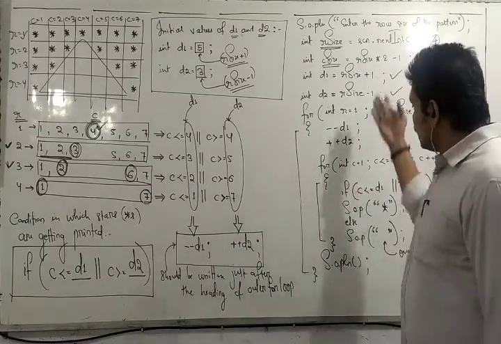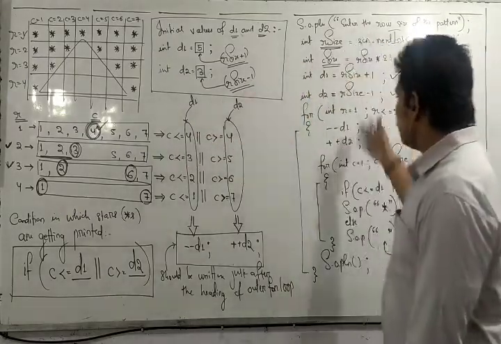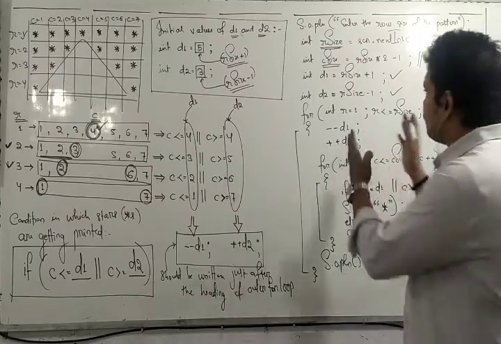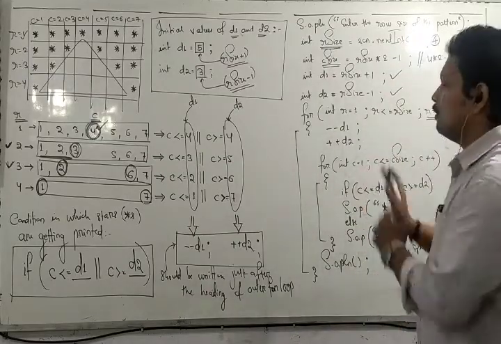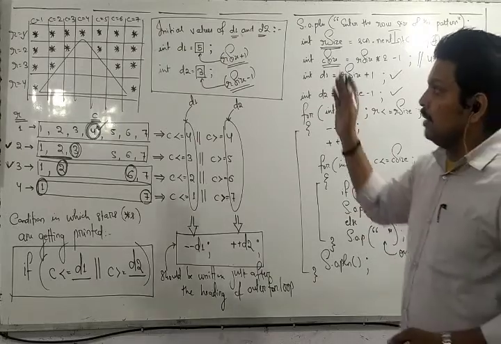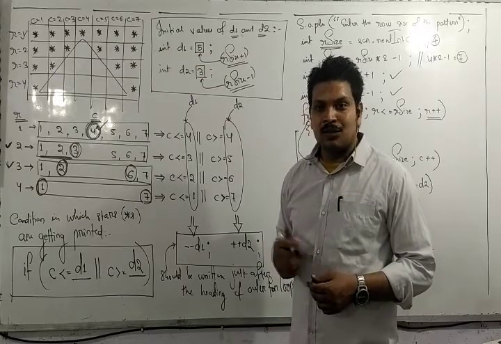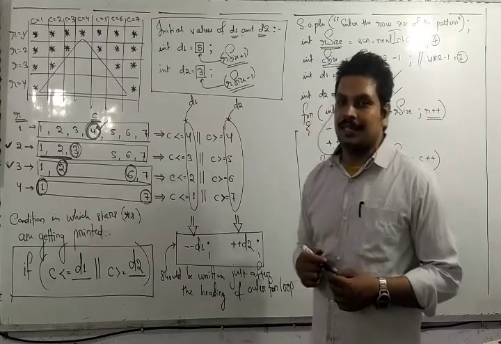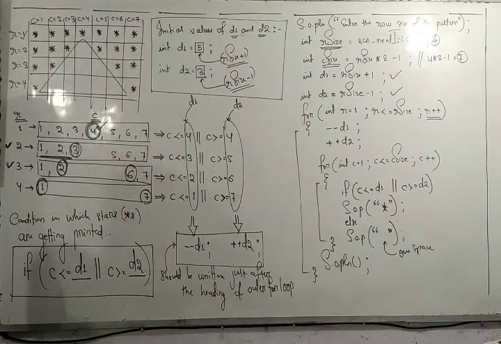Clear? So this is the program. This is the logic. Okay, and this is the program snippet. Not the complete program, but the main part of the program by which we can print that pattern. Clear? So isn't it easy? It's very easy. Yes or no? So you can take a screenshot of this.